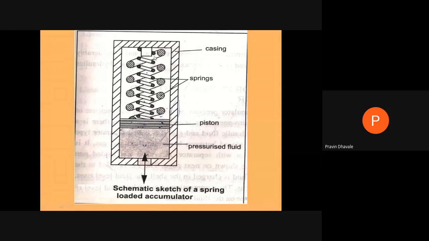What happens when we are supplying the pressurized fluid from the pump to this accumulator? It will fill the space in the accumulator. As we go on supplying more fluid, what happens? The level of the fluid in the accumulator will go on increasing. As the level goes on increasing, what happens? This piston will be moved in a backward or upward direction against this spring.